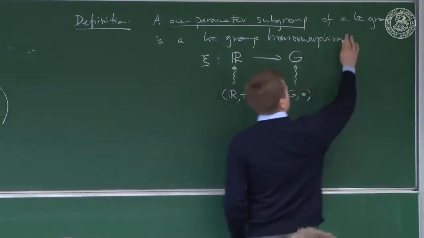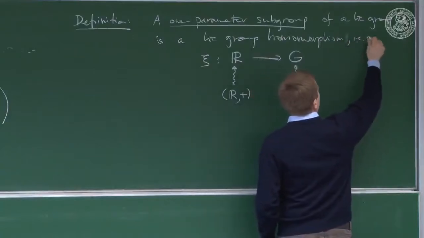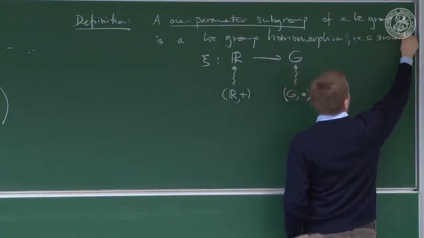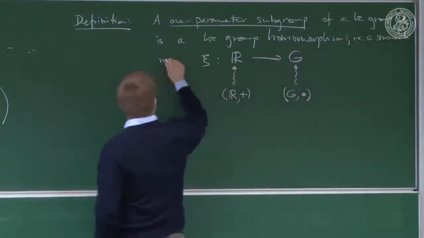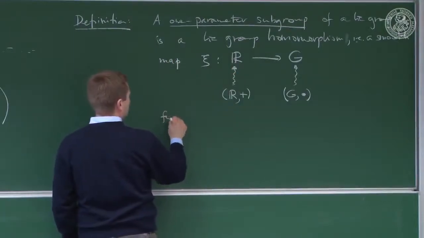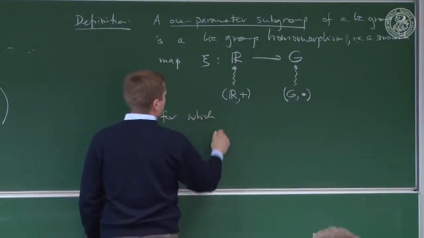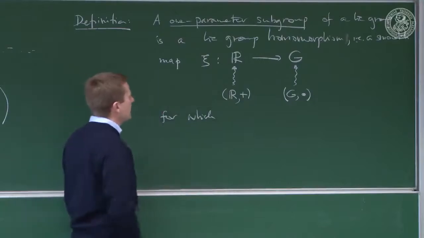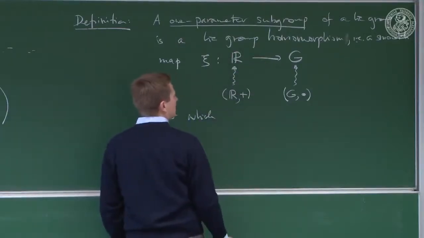That is, so I should say, that is a smooth map Xi for which we had this before, but it doesn't harm writing this down again. What does Lie group homomorphism mean?